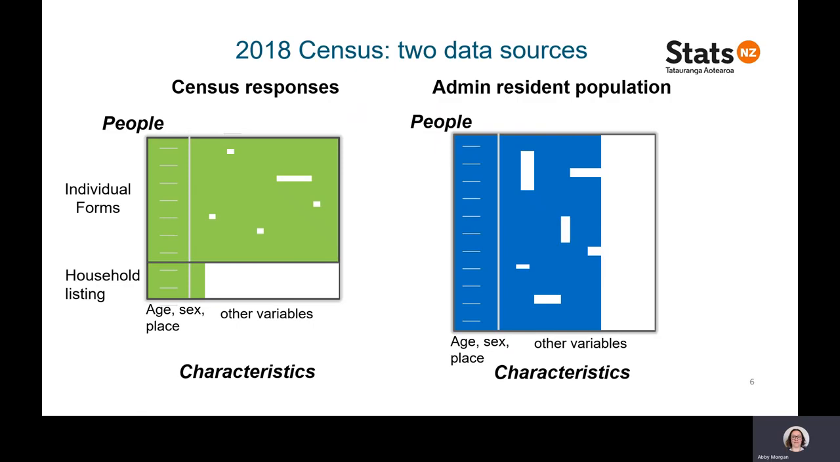On the right-hand side, in the blue, we have the admin resident population. You'll see that there's a slightly longer list of people here, and that for most people, we do have a good range of census characteristics. There are some systematic gaps, and then also for a subset of the census characteristics, we have no information whatsoever.